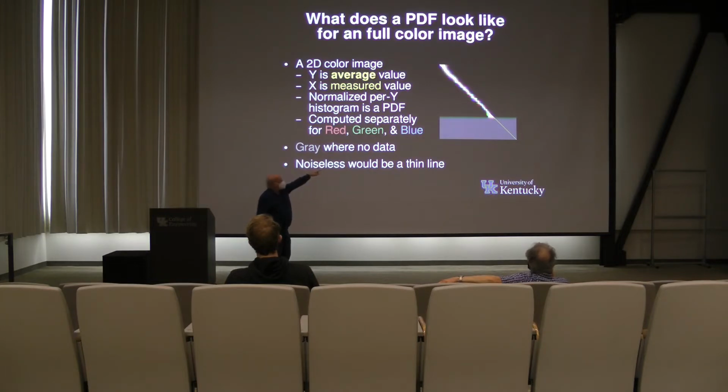Let me just say, the gray area is actually where I had no data. So that's actually just a baseline. You can see there's a little bit of smearing around that. It's not just a nice thin line, which is what we would have if there were no noise, right?